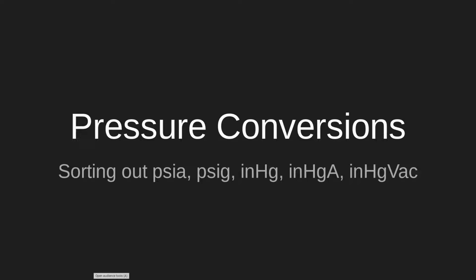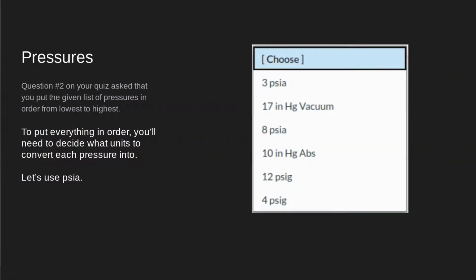Today we're going to be talking about pressure conversions. On your quiz from week one, you had a question that gave you a list of pressures in various units: psia, psig, inches of mercury absolute, and inches of mercury vacuum. What you were supposed to do is put them in order. A bunch of you struggled with that, so we're going to work through each one of these.